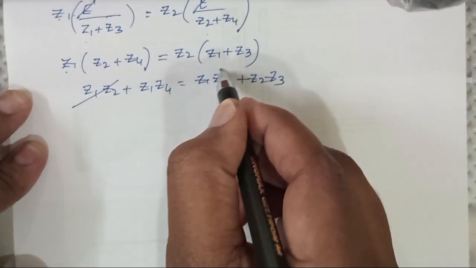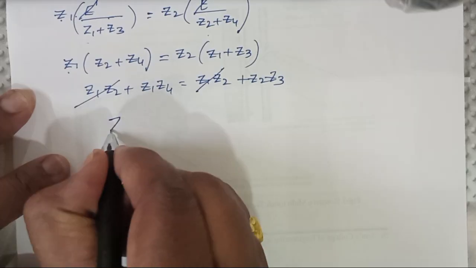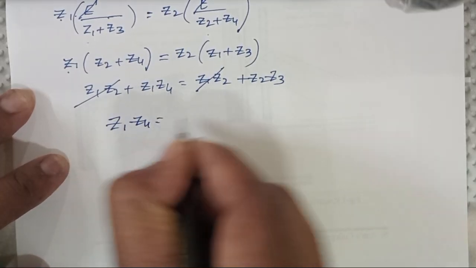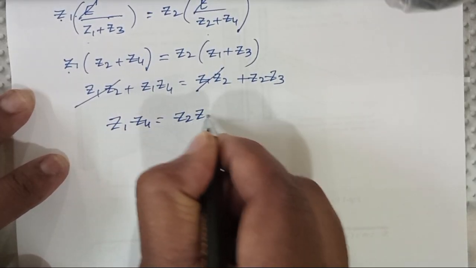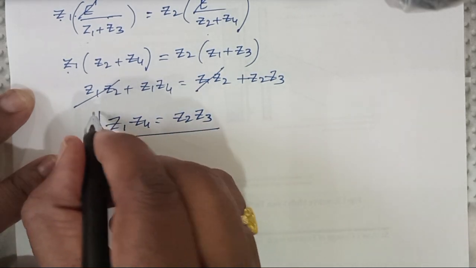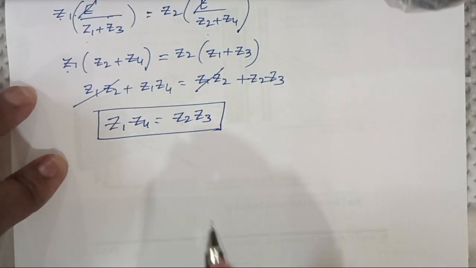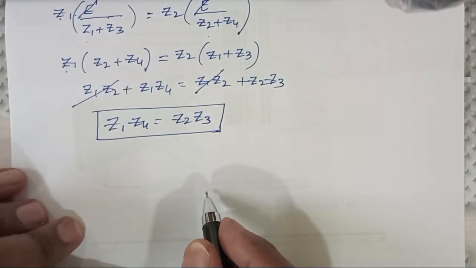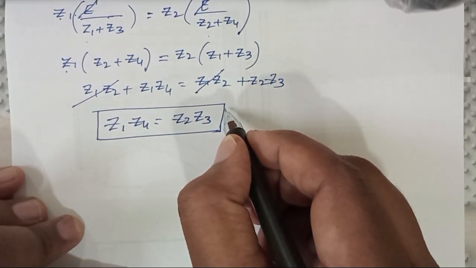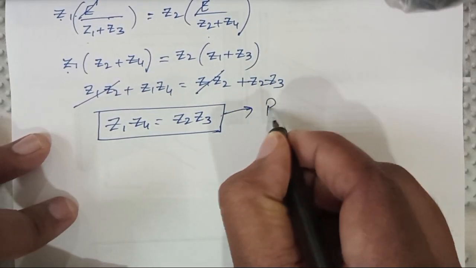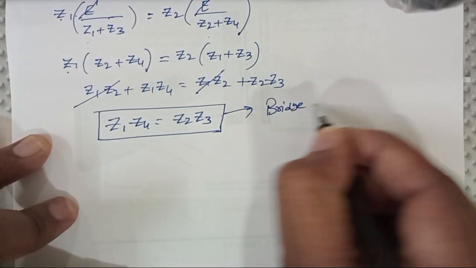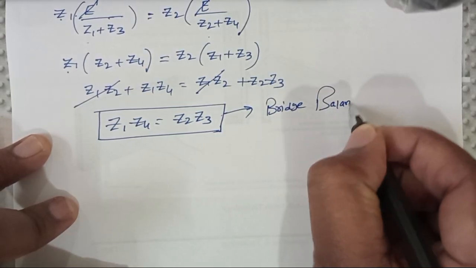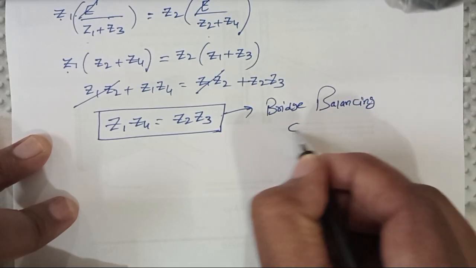Here these two terms will get cancelled. Then Z1 Z4 is equal to Z2 Z3. It is called the bridge balancing condition in AC bridges.